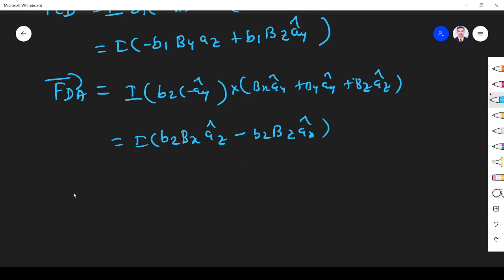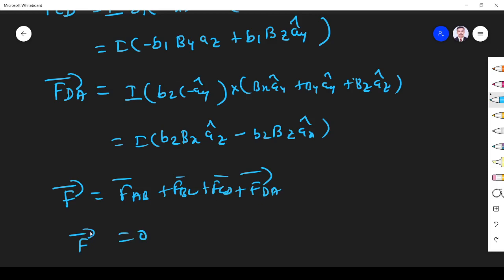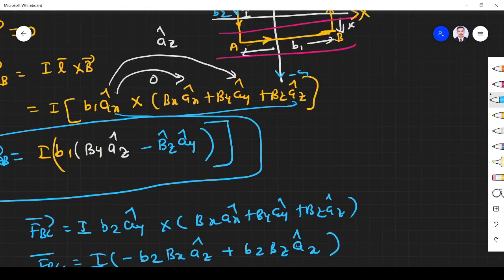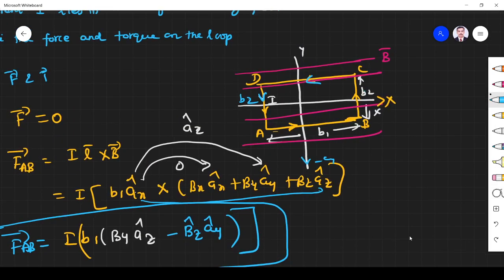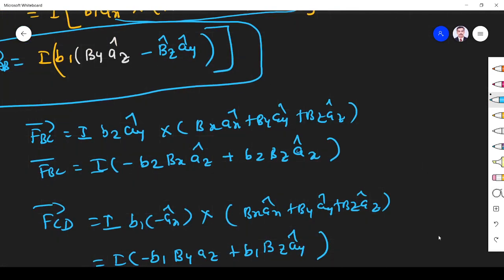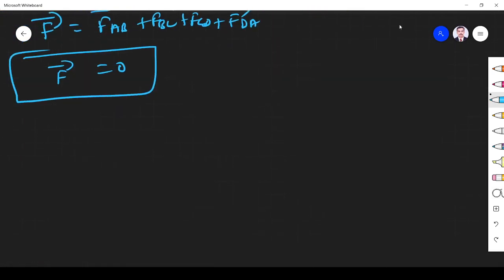Here, the total force is F equals FAB plus FBC plus FCD plus FDA. If you add all the values, you will get 0. So we are proving that the net force on a loop placed in a magnetic field is 0. It will experience only torque. Now we will find the torque.